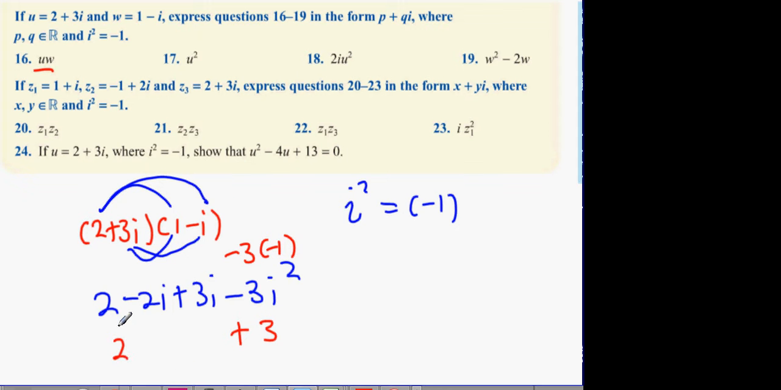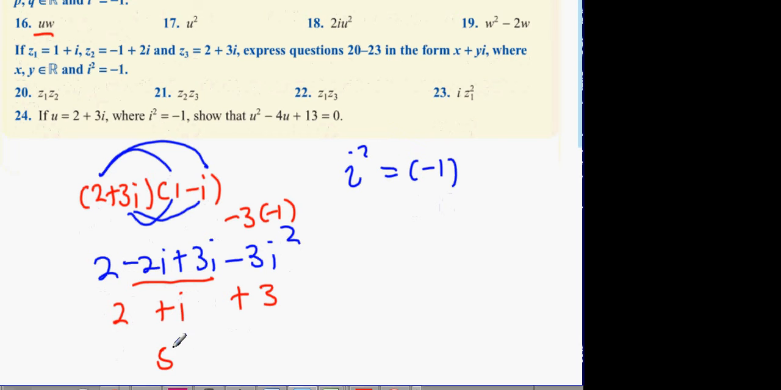Okay, so it's going to be 2 plus 3, minus 2i plus 3i is plus i. And now 2 plus 3 is 5. The answer for that one is 5 plus i.